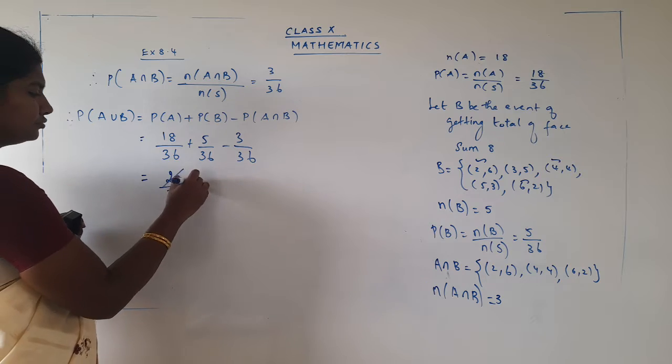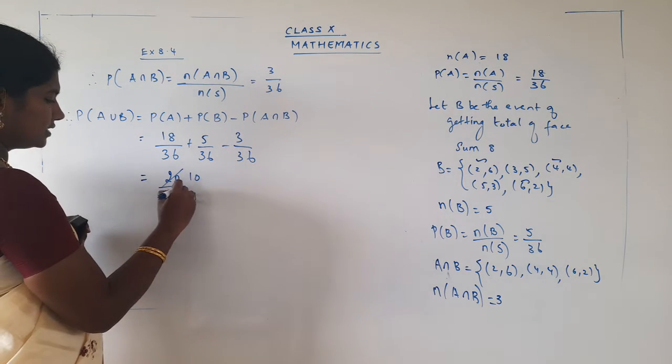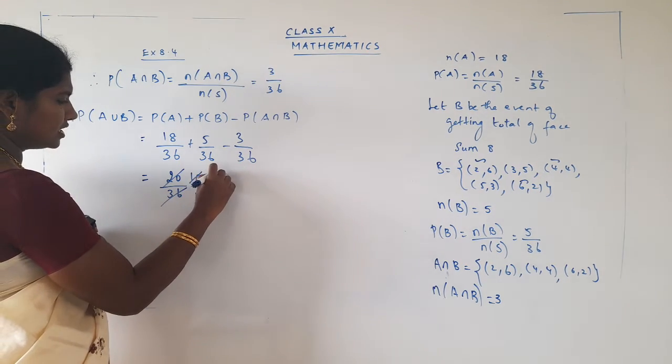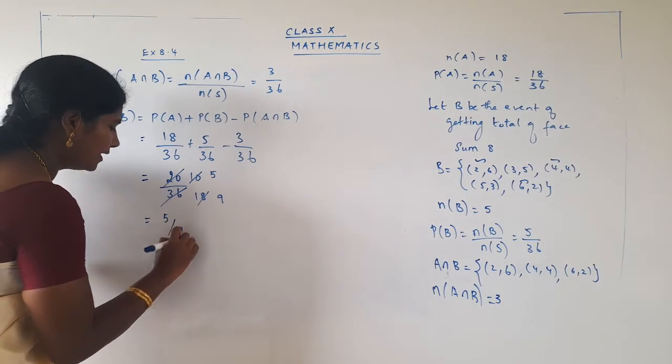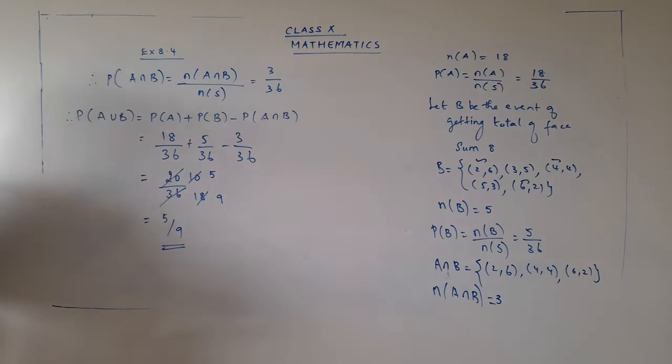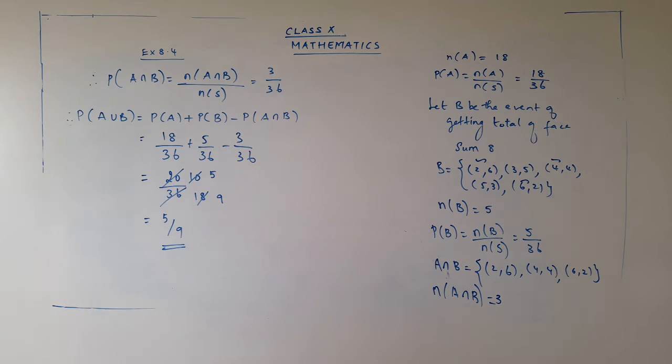Then divide by 2: 2 tens are 20, 2 nines are 18. So the answer is 5 upon 9. So the required probability is 5 upon 9. So we have found the answer as 5 upon 9. So we have completed our sum number 6.